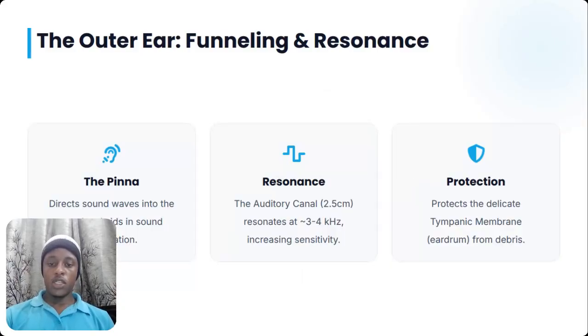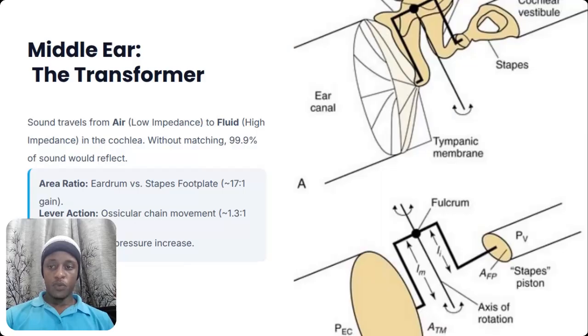The outer ear consists of the pinna, resonance, and protection. The pinna collects and directs sounds into the canal and aids sound localization. Resonance: the auditory canal, about 2.5 centimeters, resonates at approximately 2 to 4 kilohertz, increasing sensitivity. Protection: it protects the delicate tympanic membrane, the eardrum, from debris.